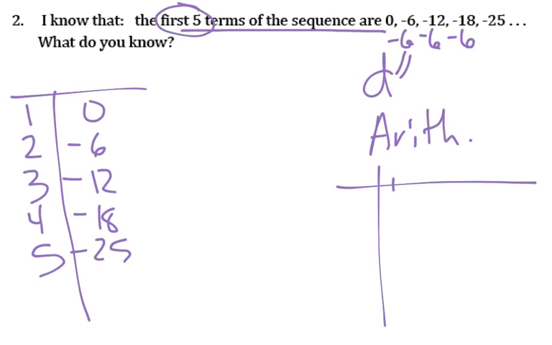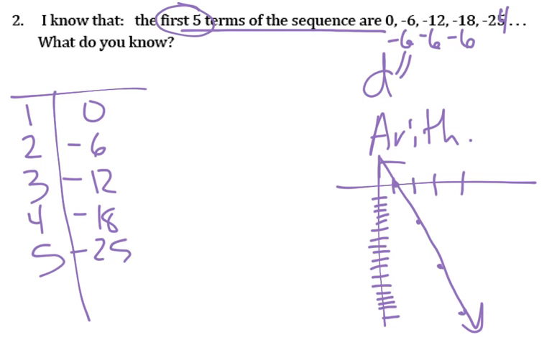Okay, so at 1 we were at 0. At 2, 1, 2, 3, 4, 5, 6. At 3, 1, 2, 3, 4, 5, 6, 12 more. And 1, 2, 3, 4, 5, 6. I think that's supposed to be 24, by the way. And so on. There's my graph.